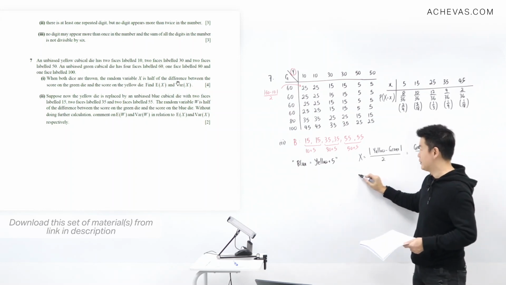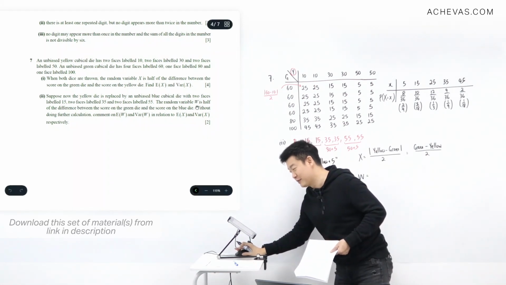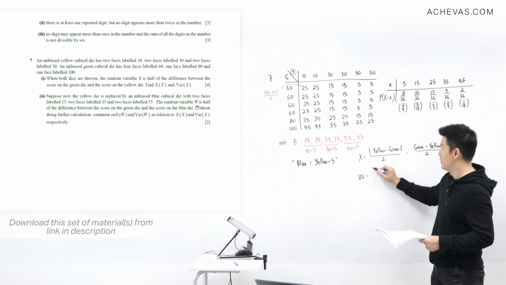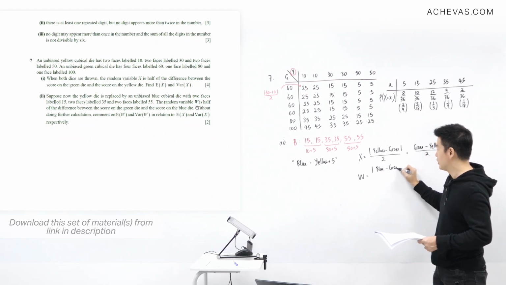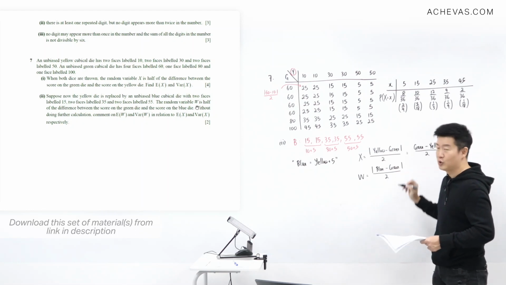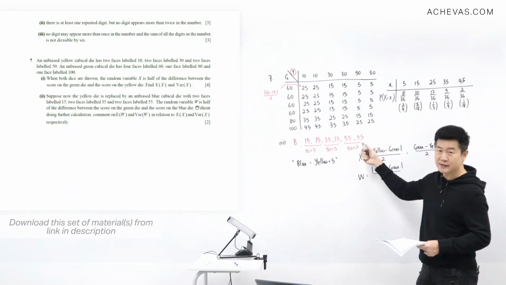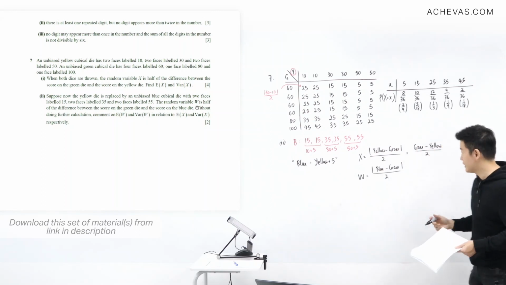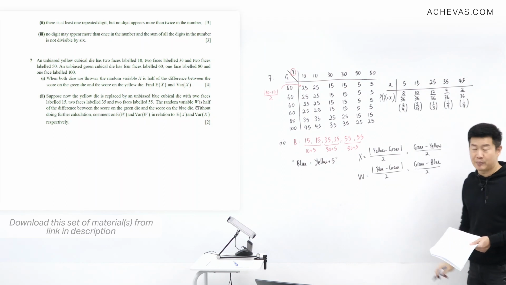And then I'm going to define W. Actually, we don't really need to define W because W is already given here. W is the difference between the blue dice and the green dice, and then we are going to halve it also. What we can also see is that all the numbers from the blue dice are less than all the possible numbers on the green dice. So this is going to be the same thing. I can simply write it as green minus blue divided by 2, and that is going to represent W.